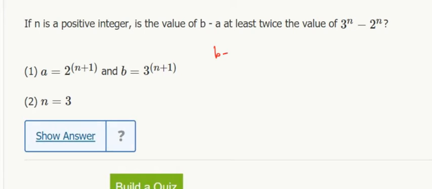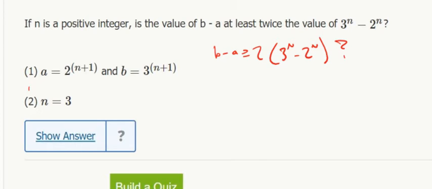Is the value of b minus a at least twice the value of 3 to the n minus 2 to the n? So we could write the inequality that way. I'm not exactly sure what else to do with that, but just write it. That's representing it using an inequality.